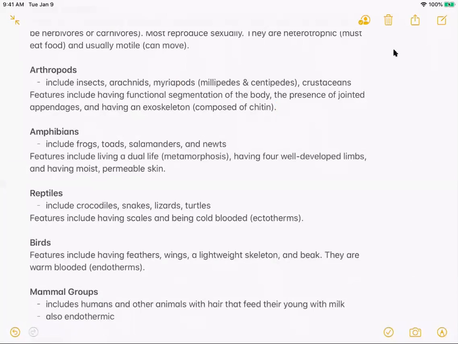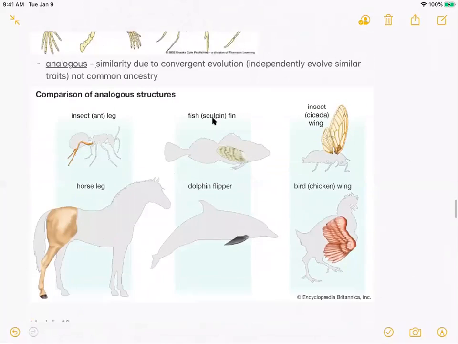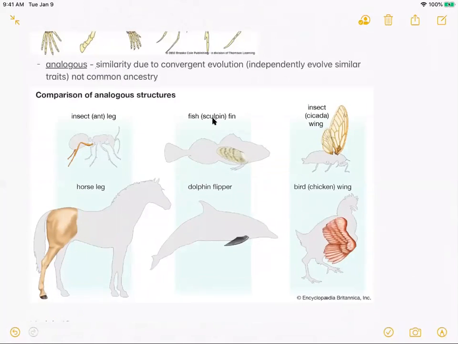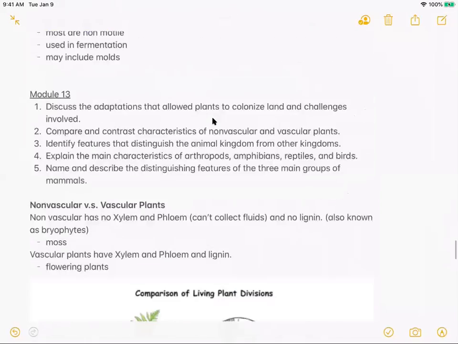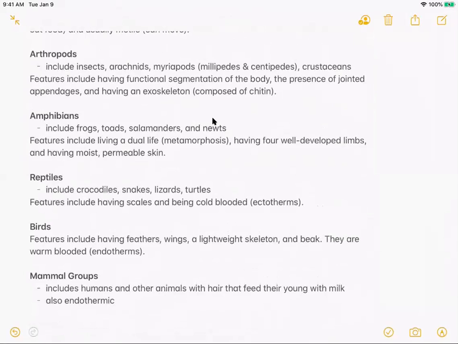If you think of ants, if I go back to the picture of this ant, you can see their leg is segmented. And they have an exoskeleton, which is composed of chitin. So that's what you would typically find in arthropods.